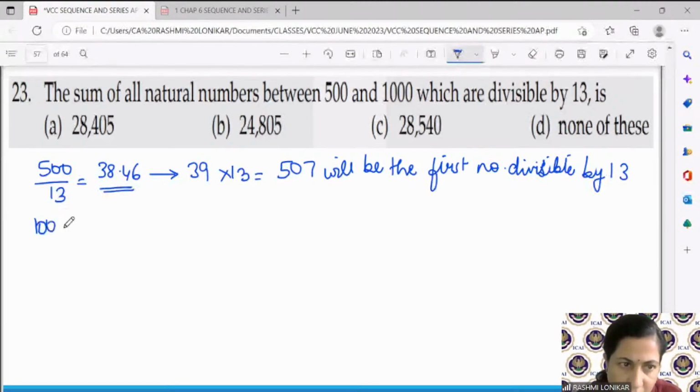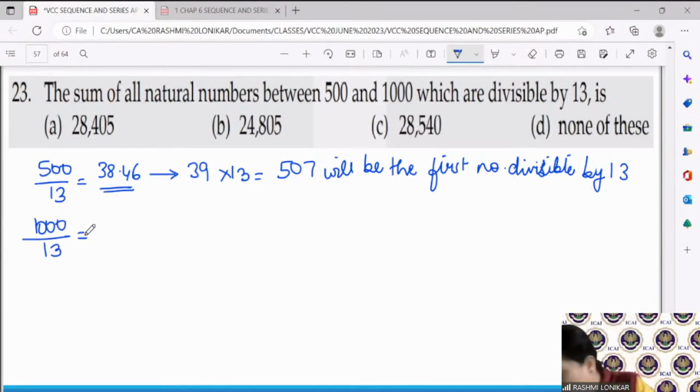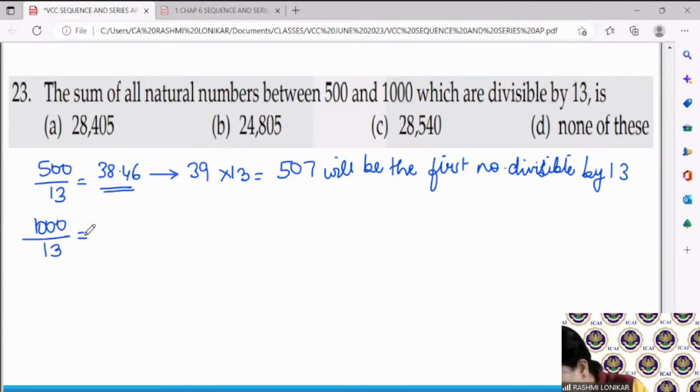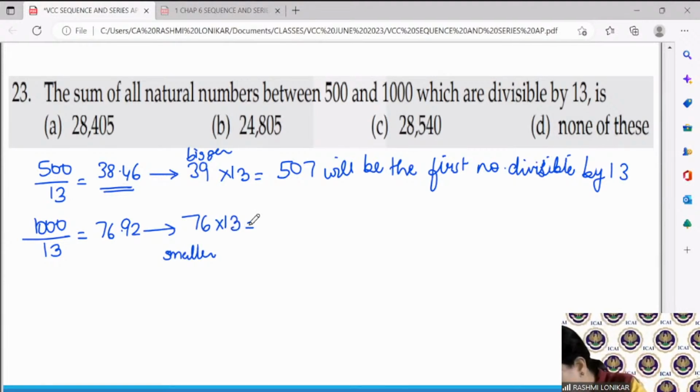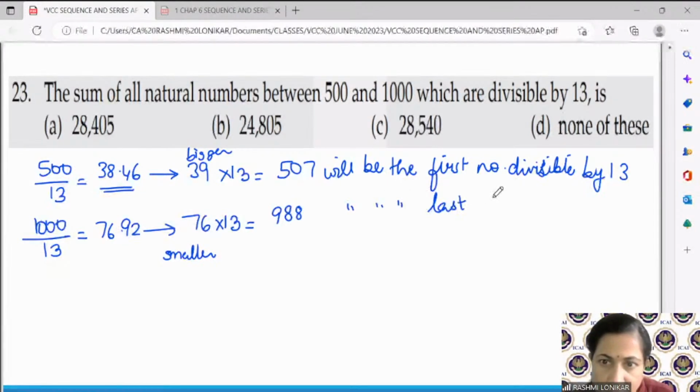Now 1000 divided by 13. 1000 divided by 13 is 76.92. Here take the smaller number. Earlier I was taking the bigger number. Now here I will take the smaller number. This is 76. 76 into 13. So 76 into 13 is how much? 988 will be the last number divisible by 13. Okay. So what will be my series?